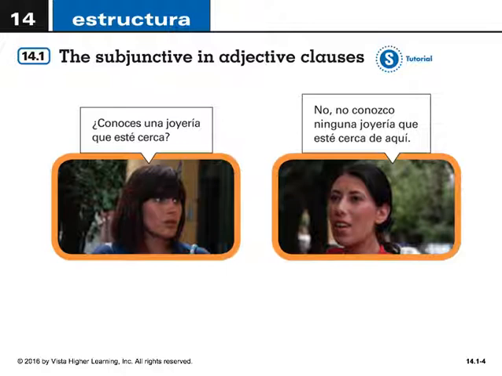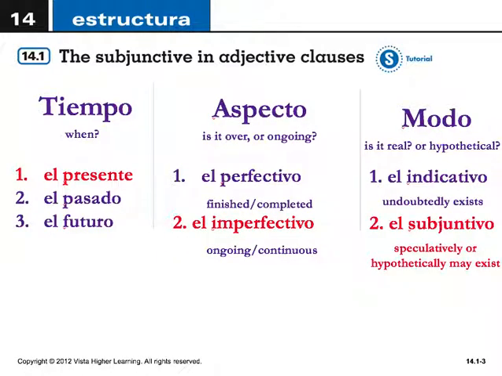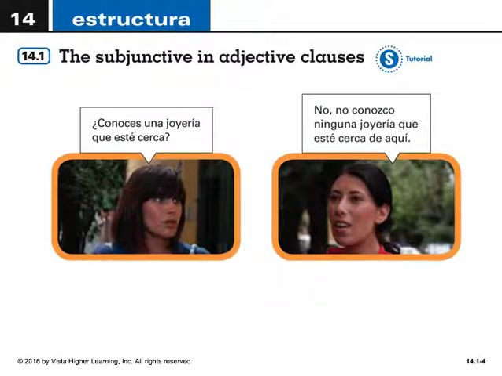Let's look at these examples. ¿Conoces una joyería que esté cerca? Like, do you know some jewelry store that may be close? And she's like, no conozco ninguna joyería que esté cerca de aquí. No, I don't know any jewelry store that is close to here. So if we look back at whether it's speculative or does not exist, it's hypothetical, that's the reason why they use the subjunctive mood in both of these.